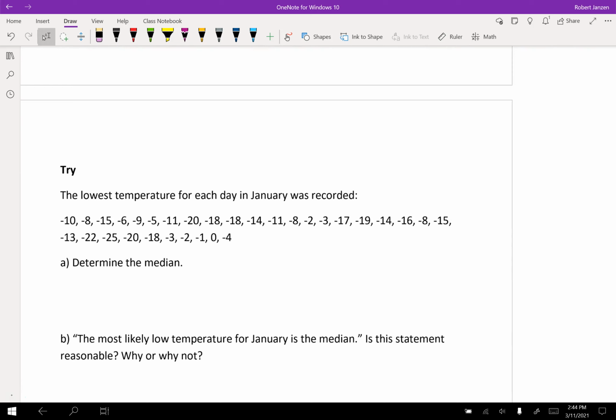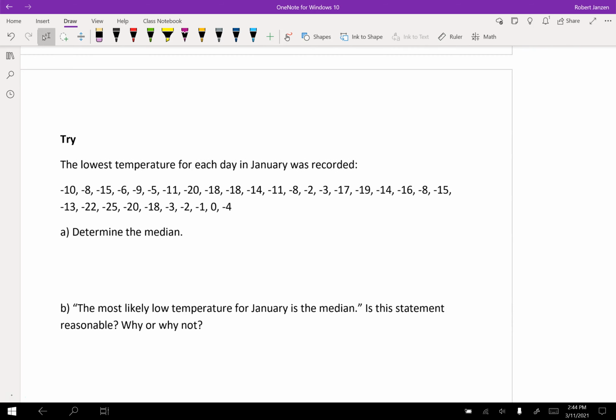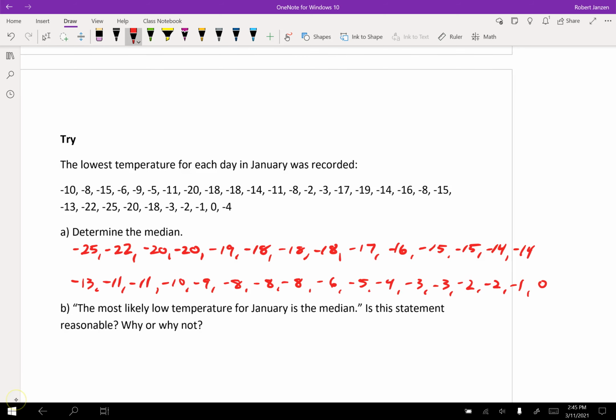So you guys pause the video, see if you can do this one. Remember that you have to write them out from least to greatest first. Okay, so here's our list, least to greatest. How many of you started with the biggest negative number as your least? You might have got tricked by that. You might have started at 0 and actually counted backwards. It probably would work for you, but we want to try to go with least first.